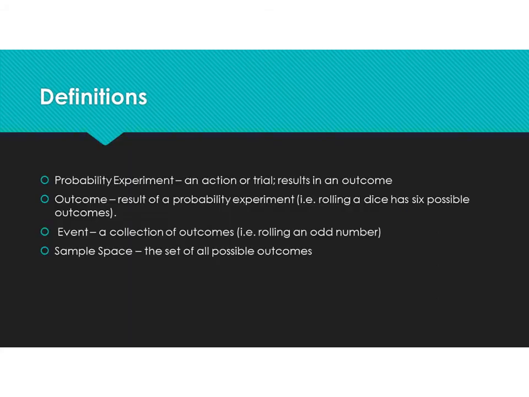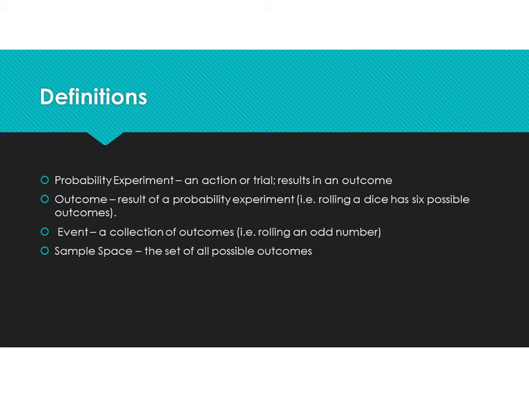Up next, we have some vocab for you to write down. Feel free to pause the video if you just want to write and not listen at the same time. First up, we have a probability experiment, and it's an action or trial. It can be like tossing a coin or rolling a die, spinning a spinner. It has some kind of outcome. The outcome is a result of a probability experiment. The outcome is what you get, that I landed on heads or 6, or I pulled the blue marble out of the bag. That's my outcome.